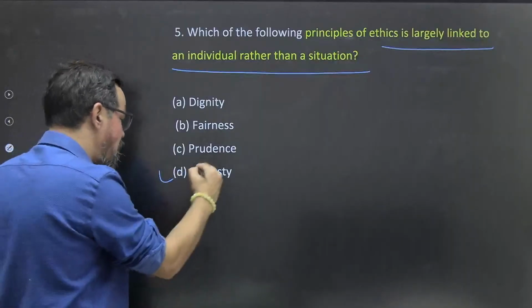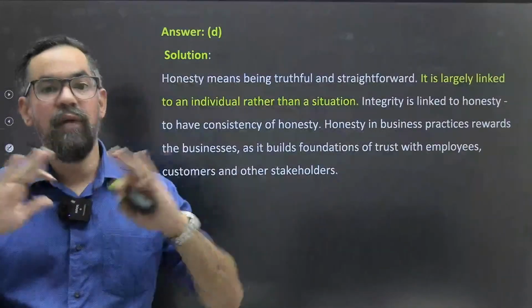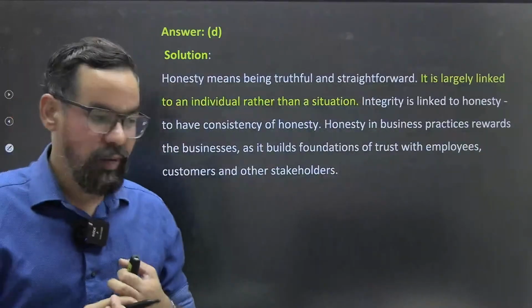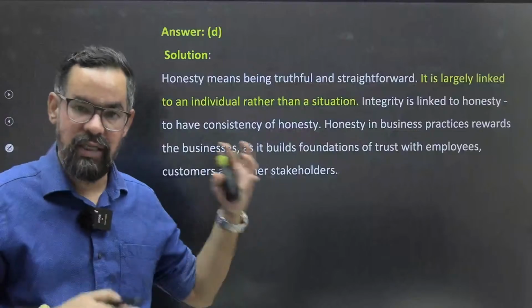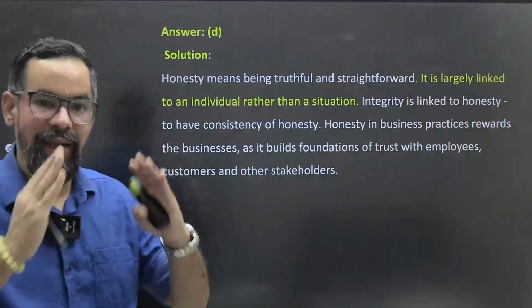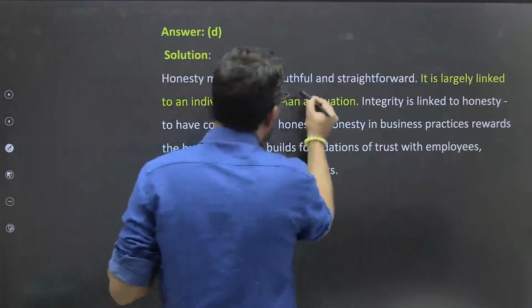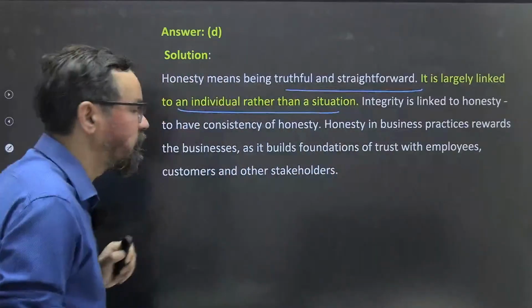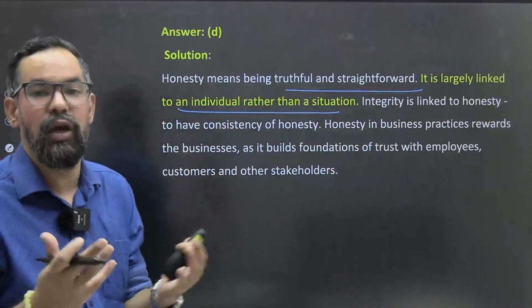Honesty. It is something linked with virtue ethics. Virtue ethics, like theorists such as Aristotle, Plato, and some other people also, came up with these kinds of thoughts. So honesty is a core principle, and it should be followed in each and every situation by individuals. Honesty means being truthful and straightforward. It is largely linked with an individual rather than the situation. In every situation, that person should be honest. This is a kind of universal principle.